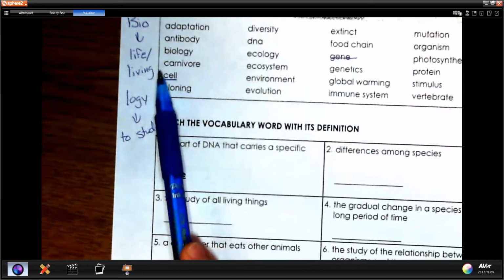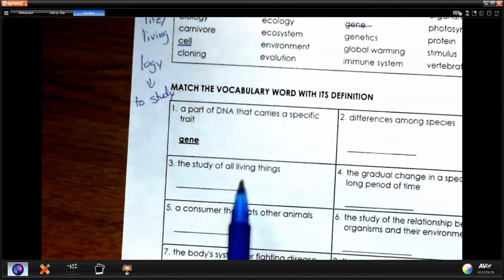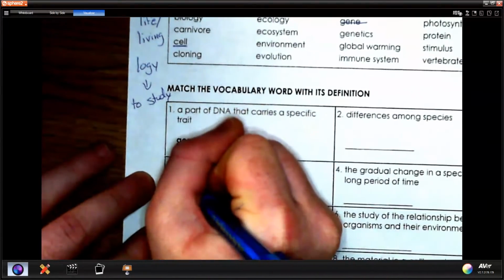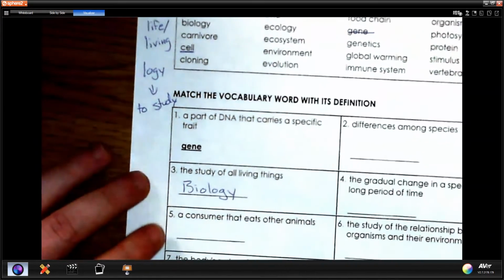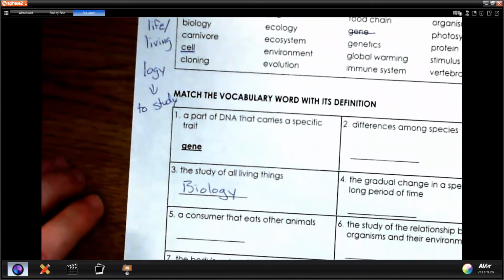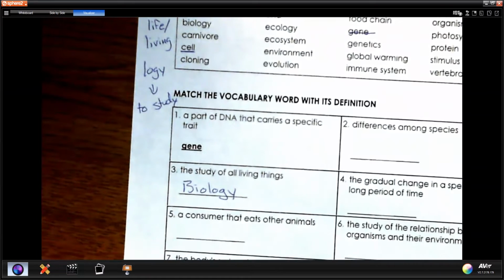Yep. Logi means the study of. So if bio means life or living, logi is study. The study of living things would be biology. Just combine those parts together. So knowing your roots, your prefixes, your suffixes, the parts of words that add meaning can help you when you encounter new things. If I recognize a part of it, then I can start putting the puzzle together in my mind, right?